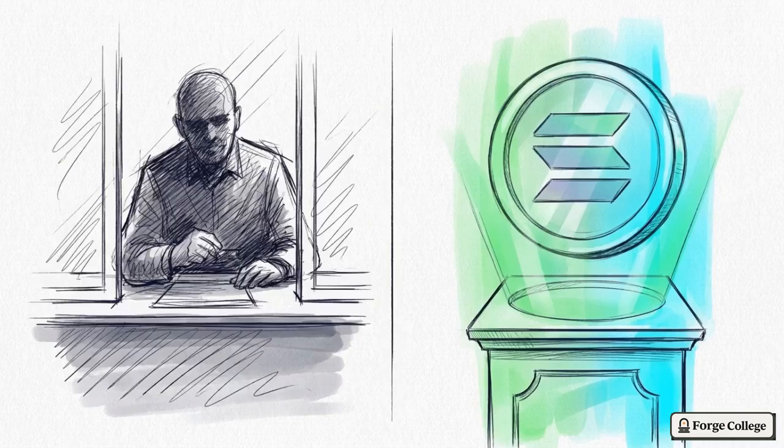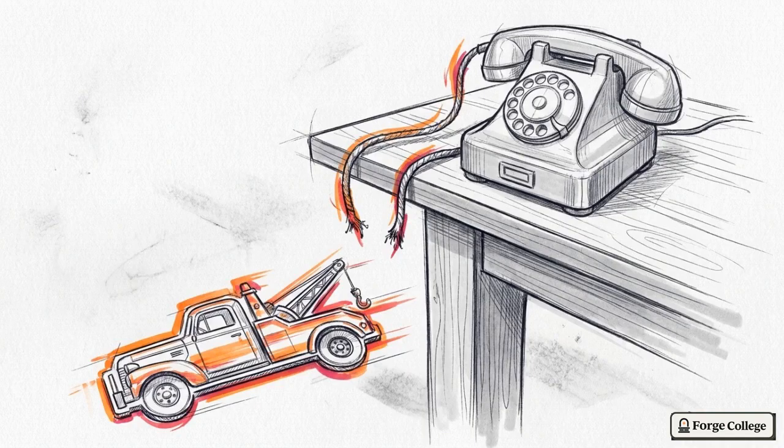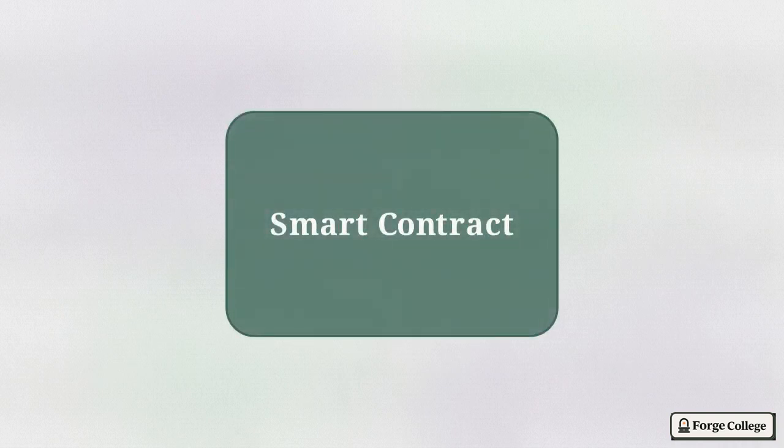But on the Solana blockchain, there is no pawnbroker. There is no human behind a counter, no customer service hotline to ask for an extension, and no physical repo agent. Instead, the work is divided between two distinct systems inside a smart contract.